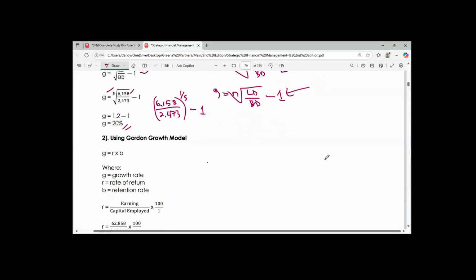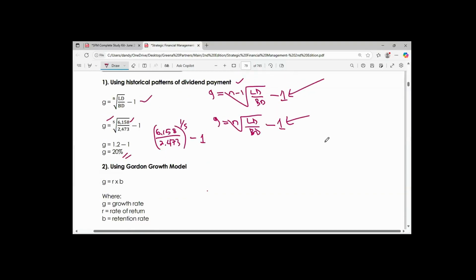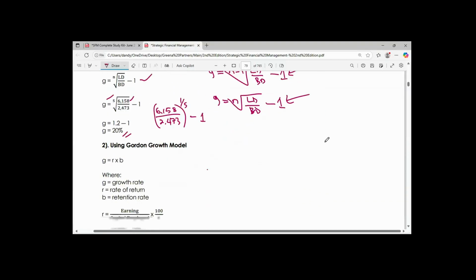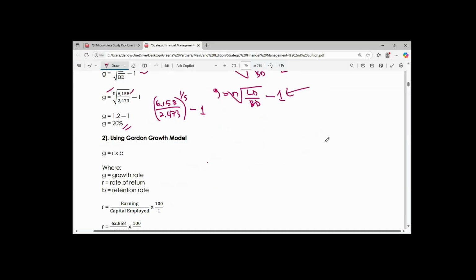I will go for the second one, which is calculating the Gordon growth. We said that Gordon growth should be used when information on earnings as well as capital employed are given. In this particular question, you are given earnings of 62,858. Then you're also given capital employed of 315,000.